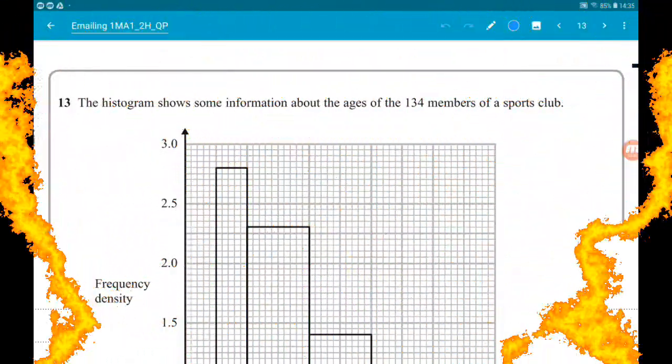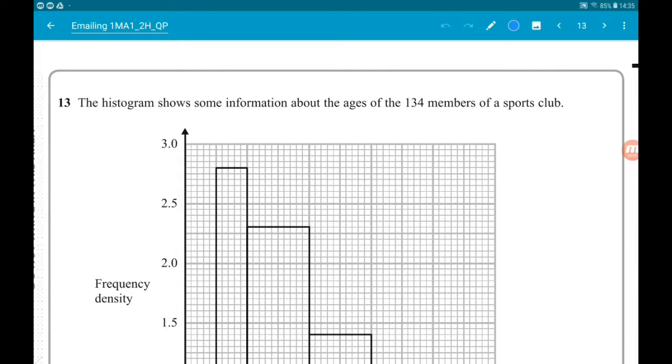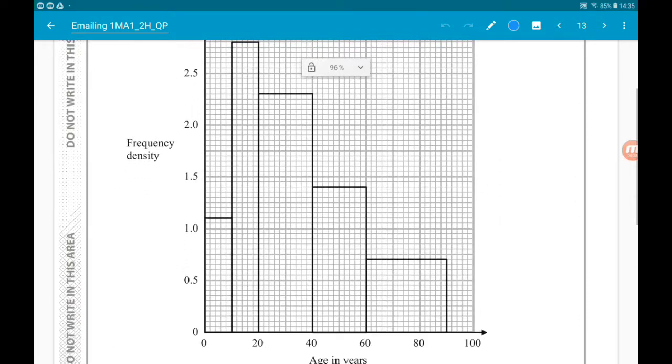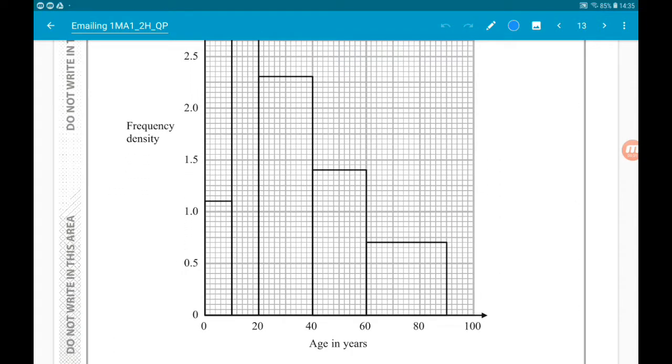Okay, number 13, we have fun with a histogram, so my histogram stuff will be down below. So this histogram shows some information about the ages of the 134 members of a sports club. Okay, so we have frequency density going up the side and the ages going along the bottom.